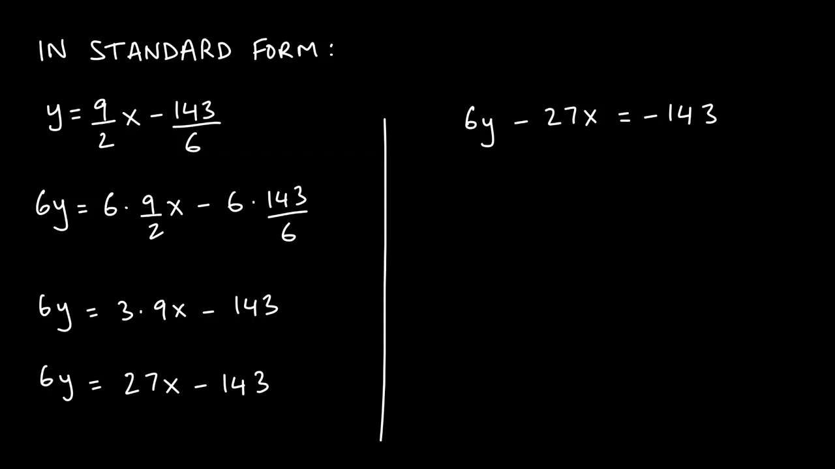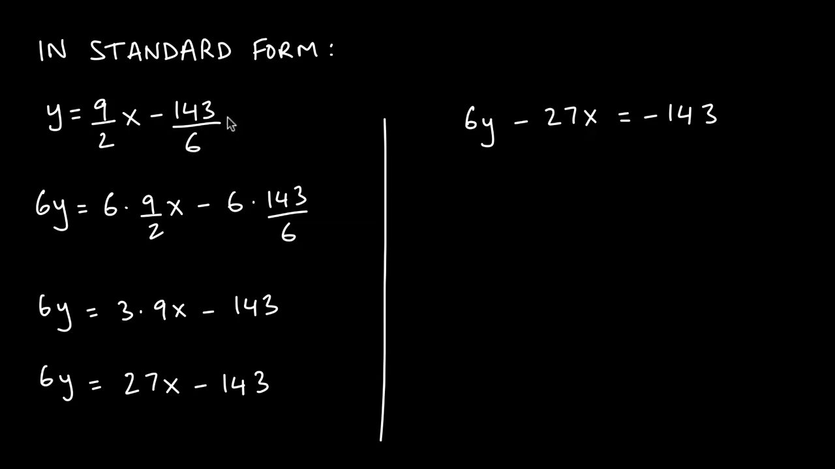Lastly, what happens if the question says to give the answer in standard form? Well, that one's not too bad. We can pick right off from the slope-intercept form, and we had y equals 9/2 x minus 143 over 6. Again, we recognize that in order to get rid of this 2 on the bottom, I would need to multiply all three terms by 2. However, what happens if I multiply all three terms by 6?